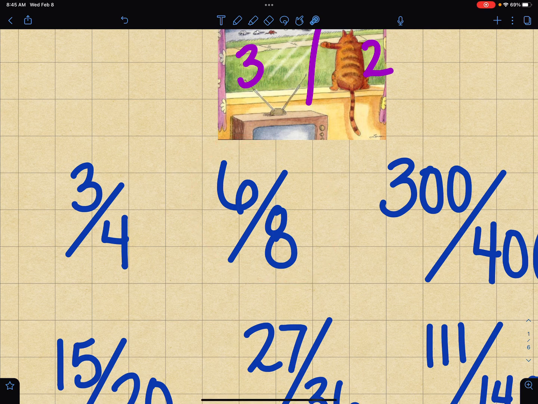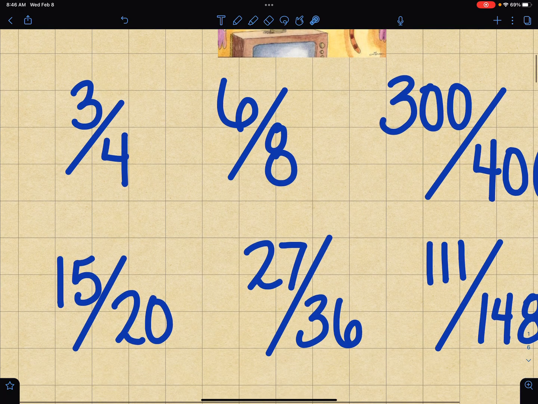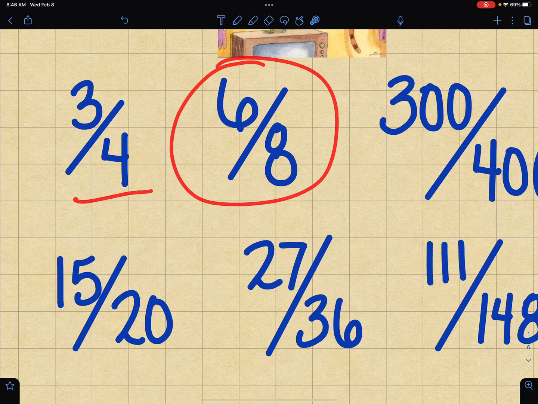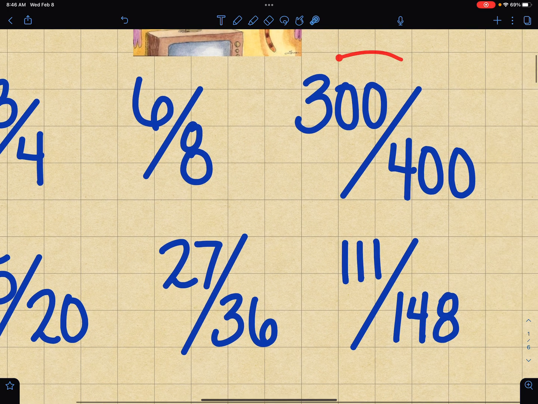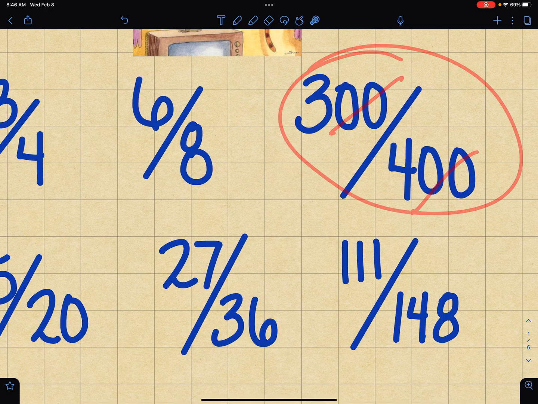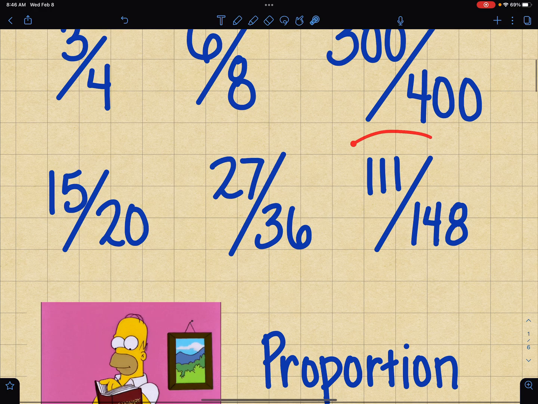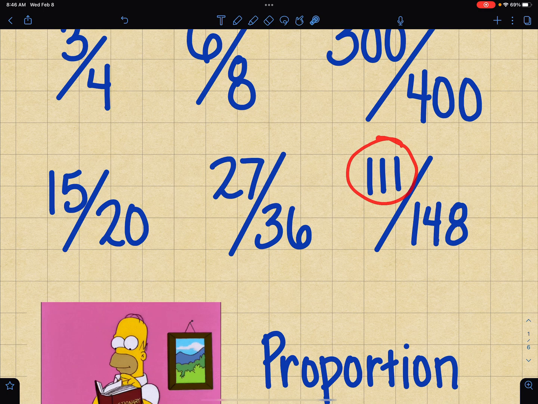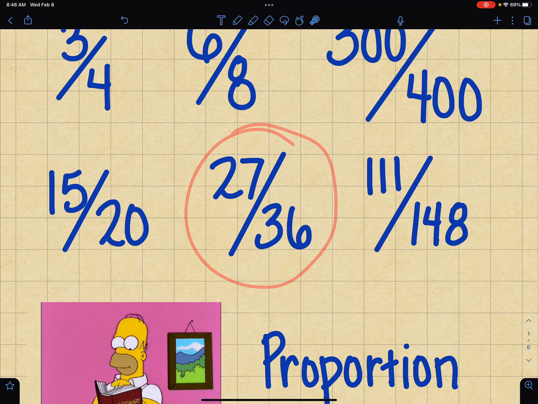You can turn these into equations by just putting an equal sign there, right? So 6 to 8 can be reduced to 3/4. Obviously, 300 over 400, you can simplify and reduce to 3/4. But did you know all of these also reduce to 3/4? This can be divided by 3, right? Because if you add up the digits, 1 plus 1 plus 1, you get 3, and that can be divided by 3. So that's kind of cool. And all of these can be simplified to 3/4.